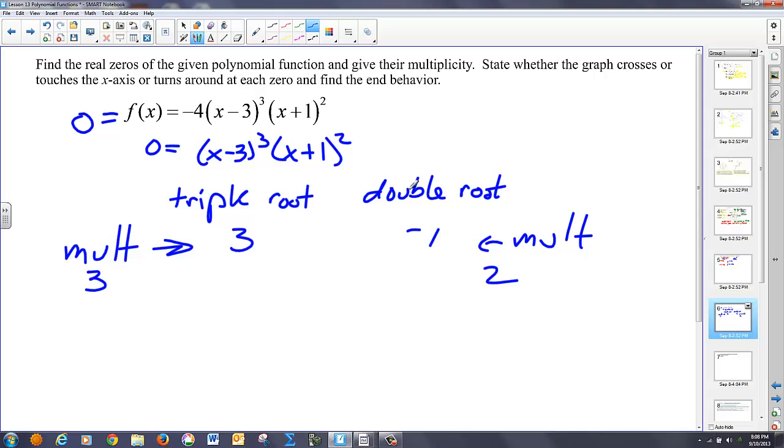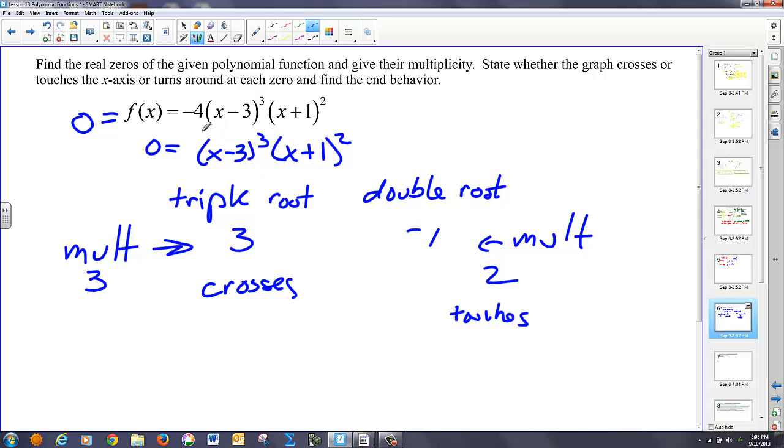All right. Then we want to talk about whether the graph crosses or touches the x-axis. Well, we said earlier that if it has an even multiplicity, it touches. So this touches the x-axis, and this crosses the x-axis. All right. Next, we want to find the end behavior.